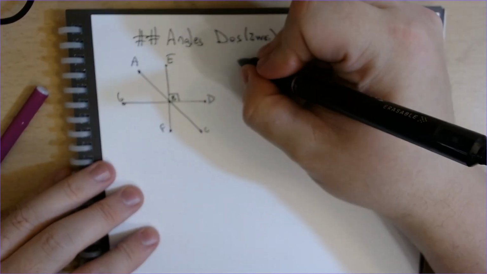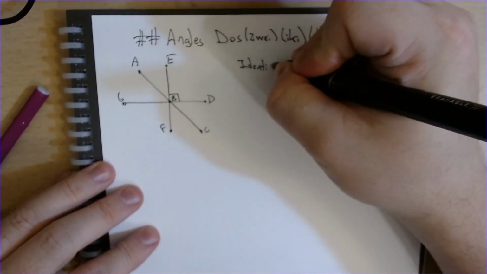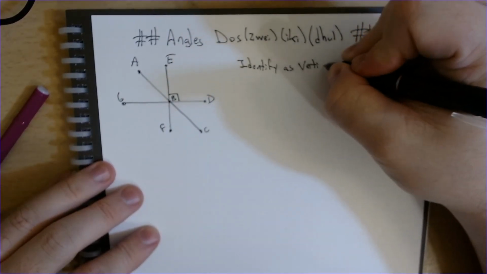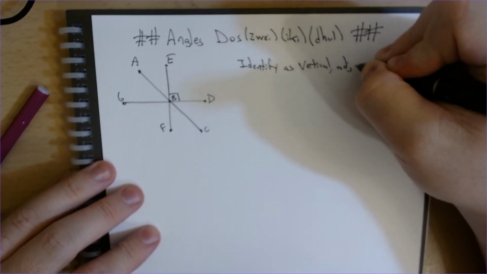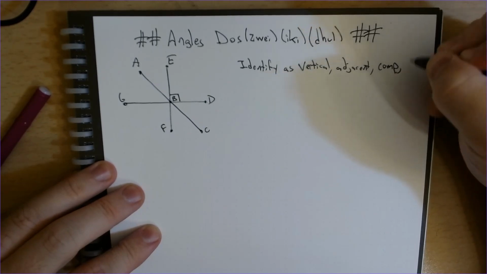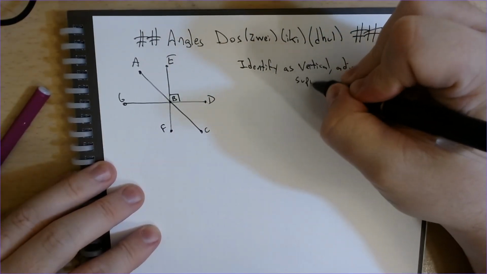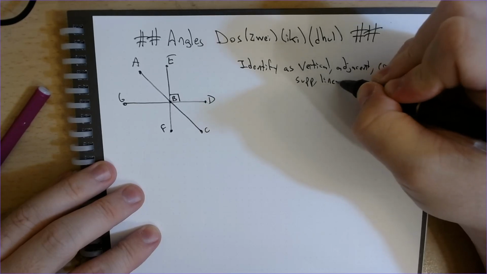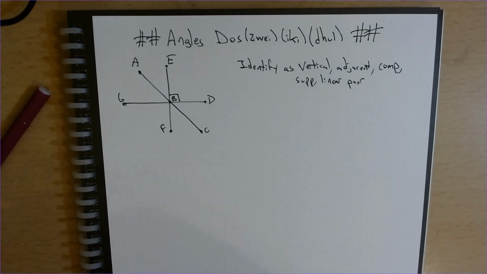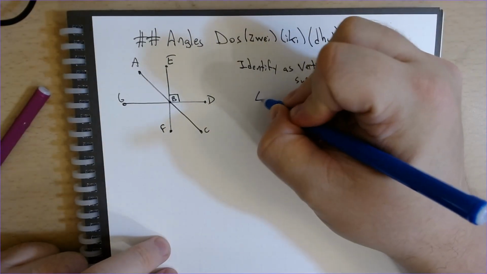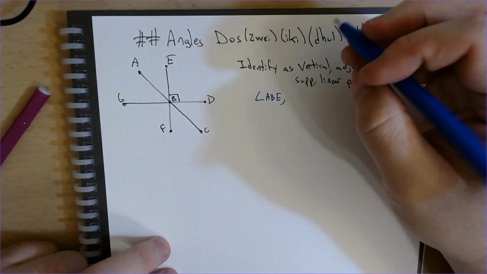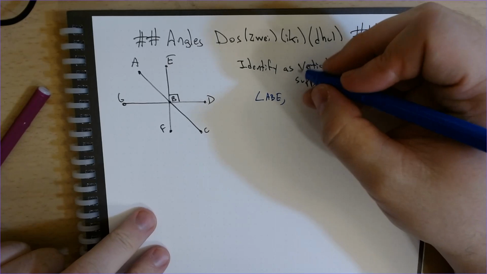I would say identify as vertical, adjacent, complementary, supplementary, or a linear pair. And then I would give you two angles to look at. So I would say angle ABE and angle FBC.